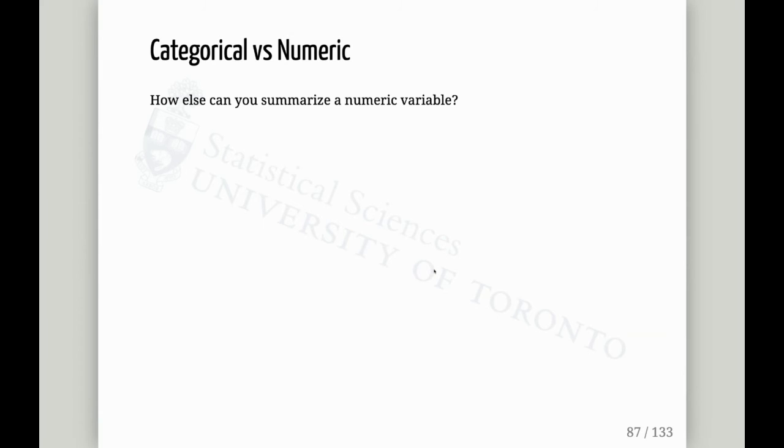Okay, how else can you summarize a numeric variable? You can create a table. You can go old school and make a summary table. What's the minimum of each? What's the first quartile of each? And so on and so forth.